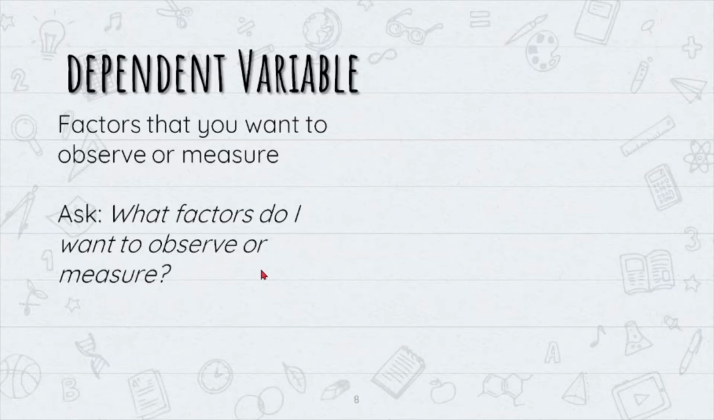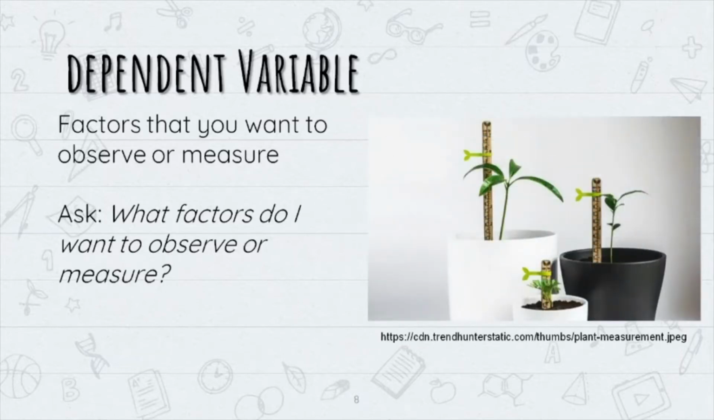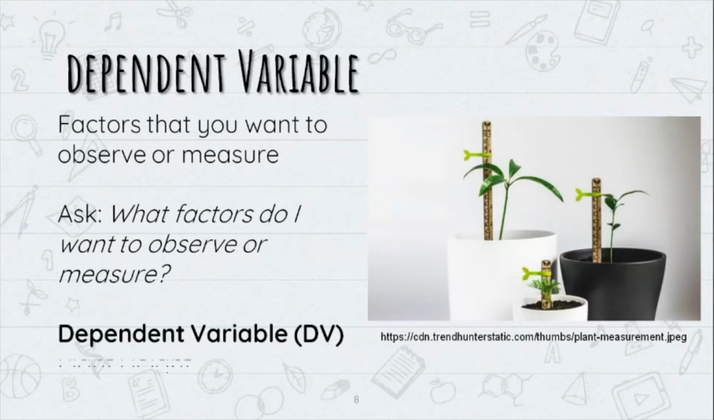So going back to our situation, we want to measure the plant. So therefore, our dependent variable is plant height, because plant height is the factor that we want to observe or measure as we apply the independent variable, or in our case, the type of fertilizer. So after applying the fertilizer, what are we going to observe or measure afterwards? Obviously, the plant height.